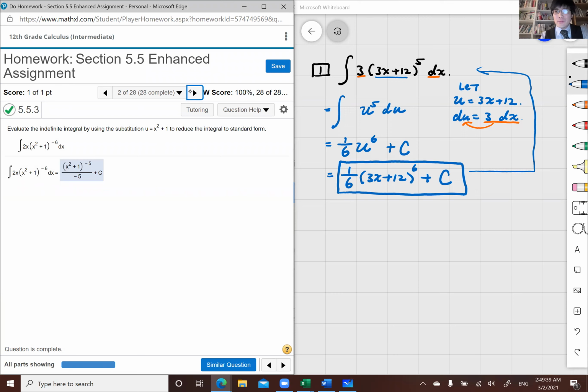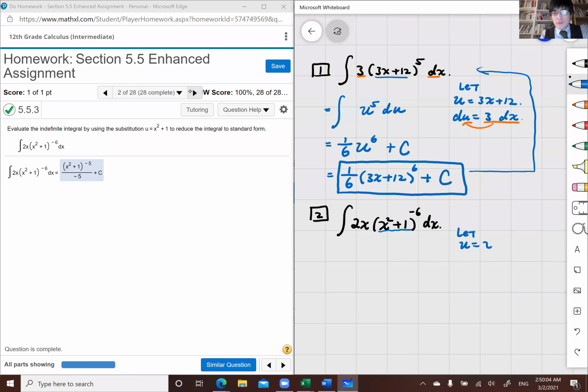Okay, number 2. It is 2x times (x squared plus 1) to the power of negative 6 dx. And the direction is integrate by using the substitution u is equal to x squared plus 1. So again, let u is equal to x squared plus 1.